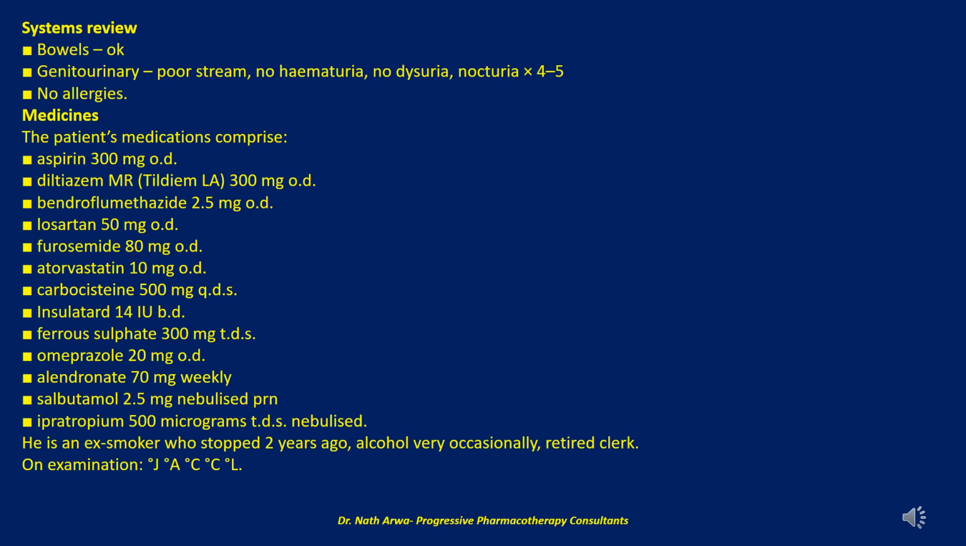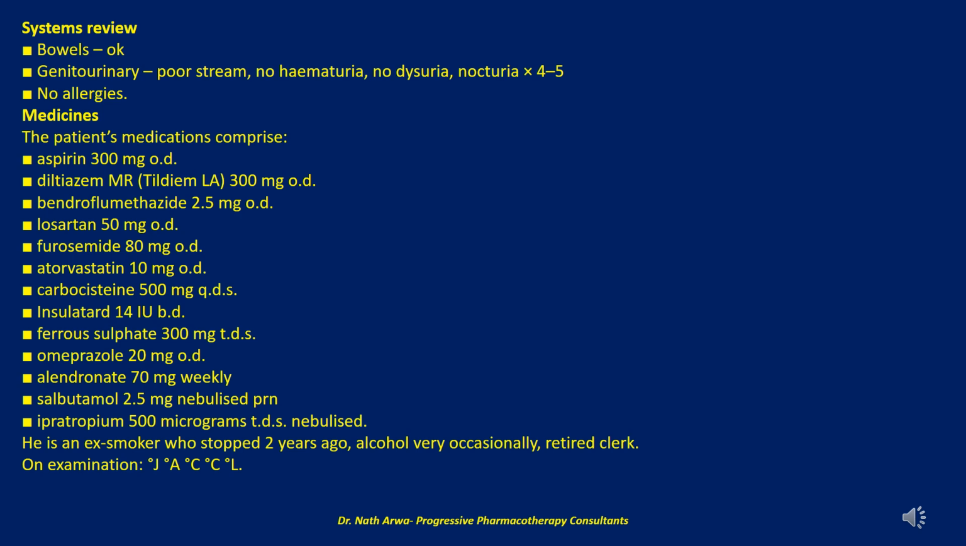Regarding medicines, the patient's medications comprise of the following. 1. Aspirin 300 mg once daily. 2. Diltiazem MR, marketed as Tildem LA, dosed at 300 mg once daily. 3. Bendroflumethiazide 2.5 mg once daily. 4. Losartan 50 mg once daily. 5. Furosemide 80 mg once daily. 6. Atorvastatin 10 mg once daily.